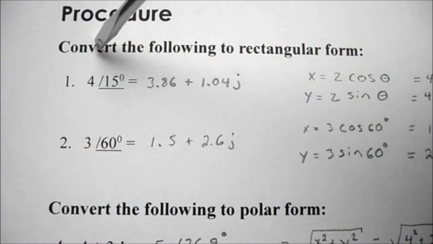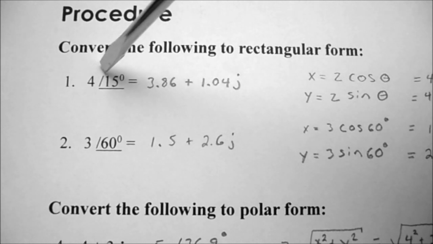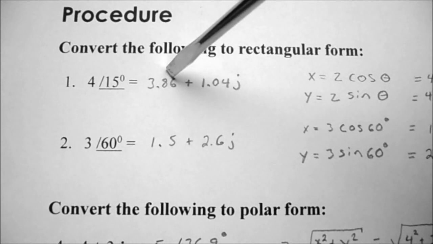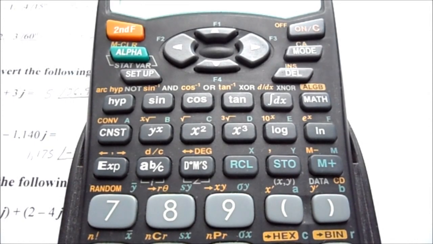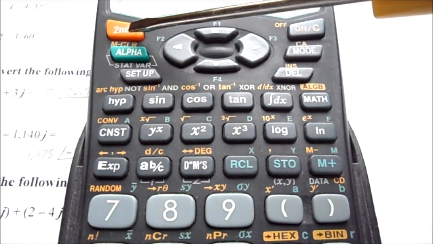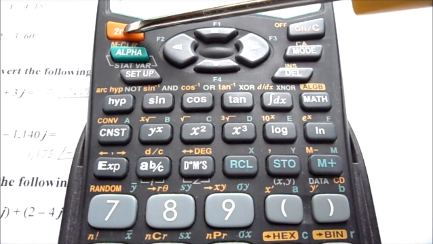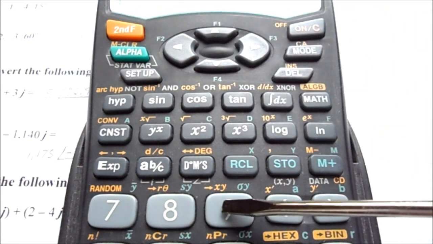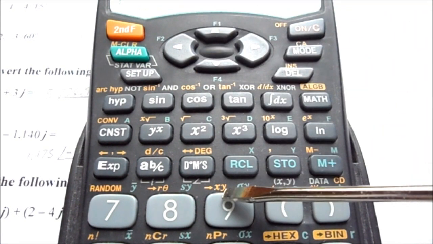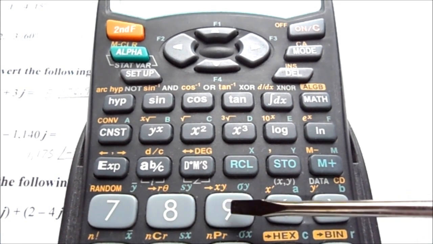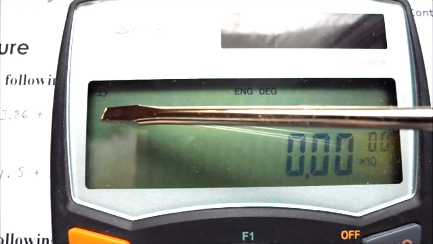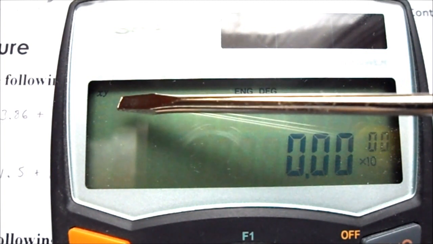So under procedure, step 1, we converted 4 at an angle of 15 degrees to 3.86 plus 1.04j. So on my calculator, to put it into rectangular mode, I press second function, and then just above the 9 key you can see the arrow XY. So if I press second function 9, that puts it into rectangular mode. So in the top left-hand corner of my calculator, you can see it says XY, and that means it's in rectangular mode.